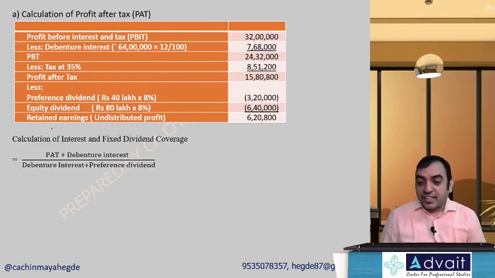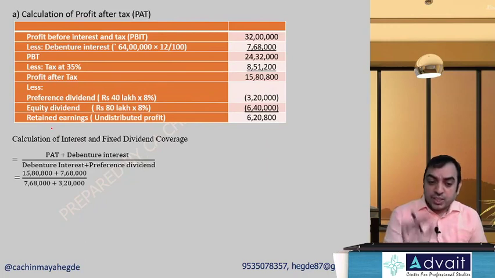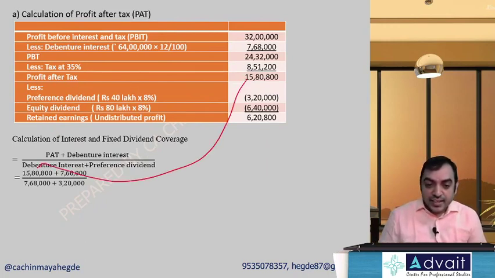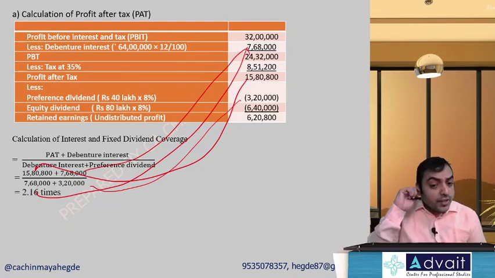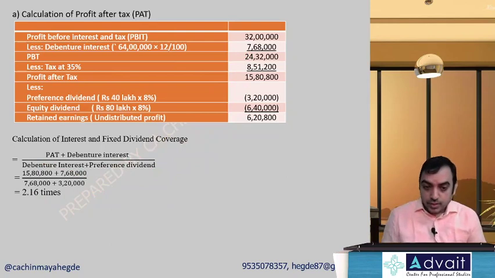Okay, so profit after tax divided by debenture interest plus preferential dividend. So profit after tax 15 lakh 8,800, plus debenture interest 7 lakh 68,000, divided by debenture interest, same 7 lakh 68,000, plus preferential dividend 3 lakh 20,000, which comes to 2.16. Write down this, then we compute the other ratio.